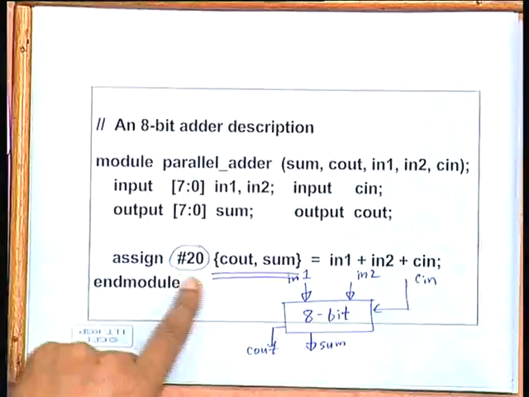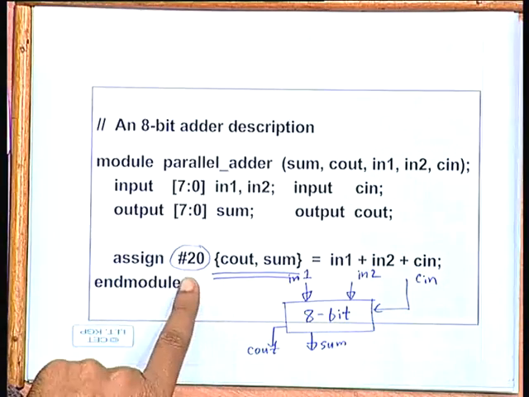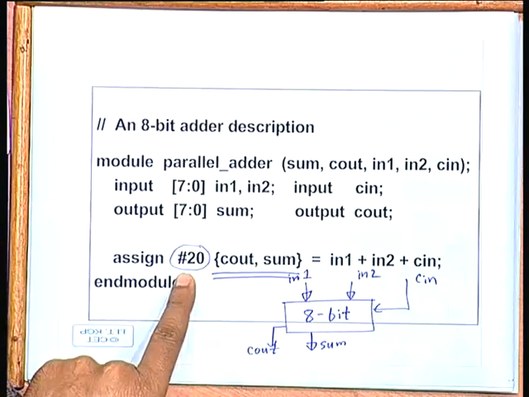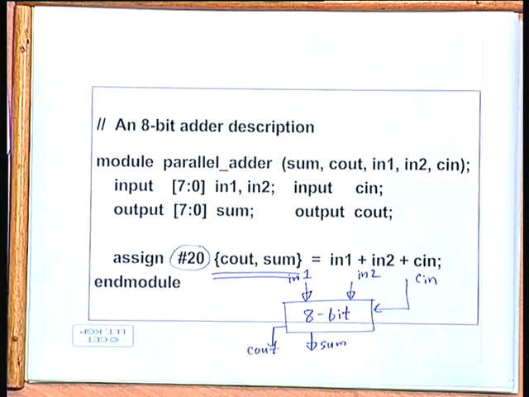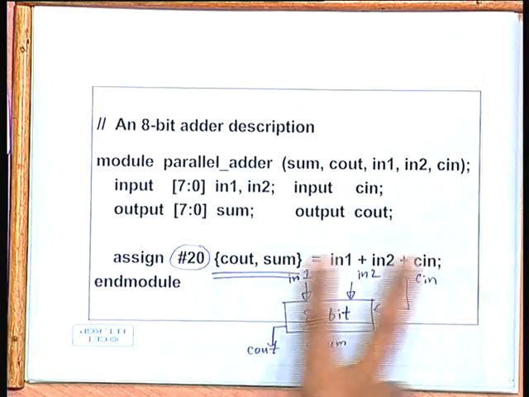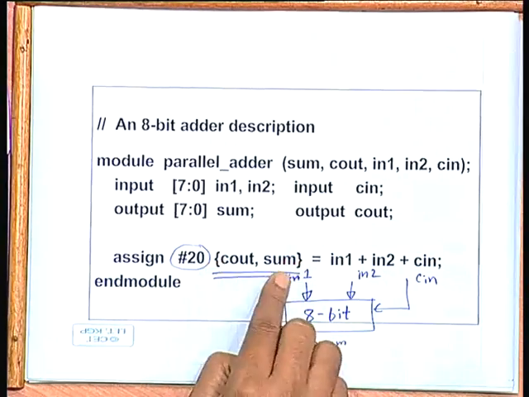And so, there was an assignment with hash 20. See, hash 20, that is just for the sake of specifying the delay of this statement. There is no single variable in which you are assigning it, cout and sum. This is a concatenation. I am assigning it to this. Cout and sum, that is implied. Cout is 1 bit and sum is 8 bit. Total is 9 bits, and the result will come as 9 bits. That will get assigned to these 9 bits. So the MSB will go to cout.